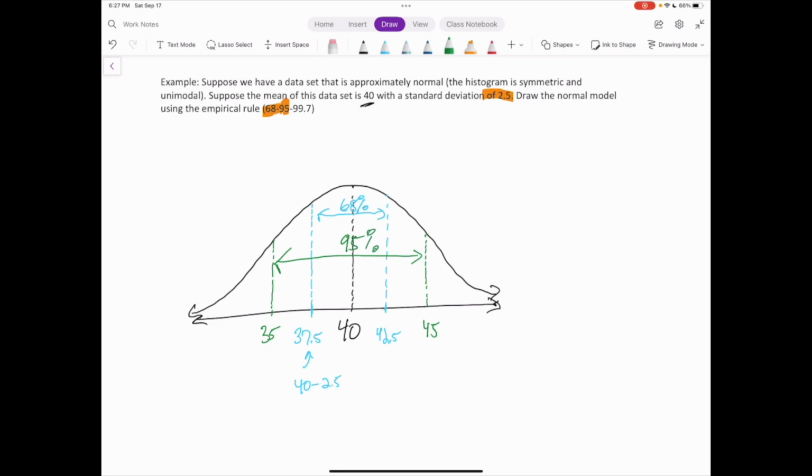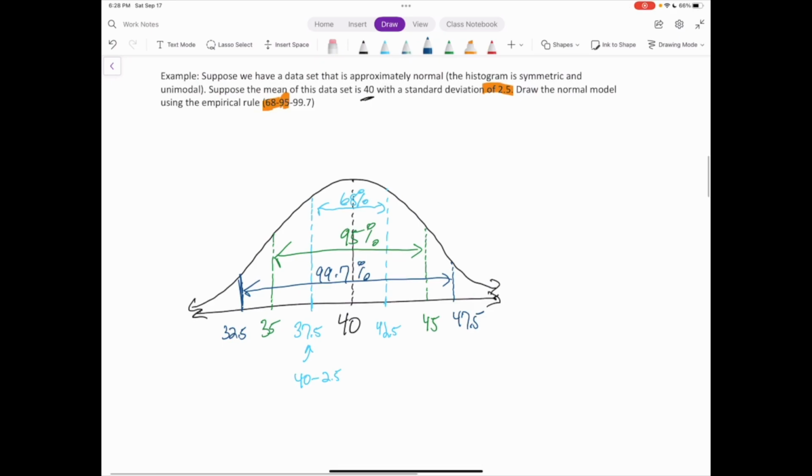All right, and then lastly is 99.7%. We just tack on another 2.5 to our last value here, and let's do that in blue. If I take 45 plus 2.5, that's 47.5. If I subtract 2.5 from 35, I get 32.5. And now between these blue lines, I have 99.7% of my data. All right, so that's what they mean whenever they say, draw the normal model. All right, let's move on.